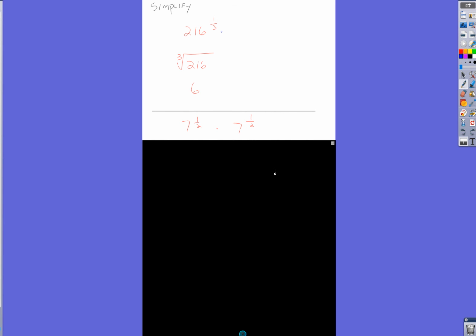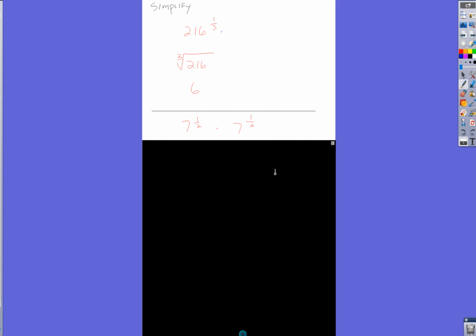Hip hip hooray. But because I want to stress the importance of getting rid of rational exponents, and also how to get rid of them, what is a 1/2 power the same as? If I take a number to the 1/2 power, what is that the same as? If I can rewrite them as a radical, what radical is the same thing as a 1/2 power?